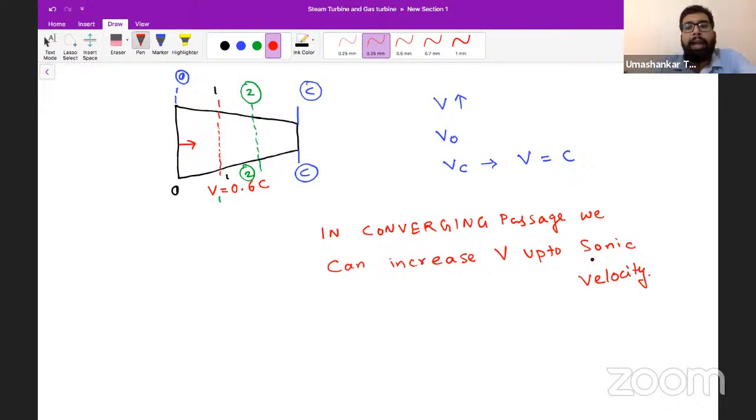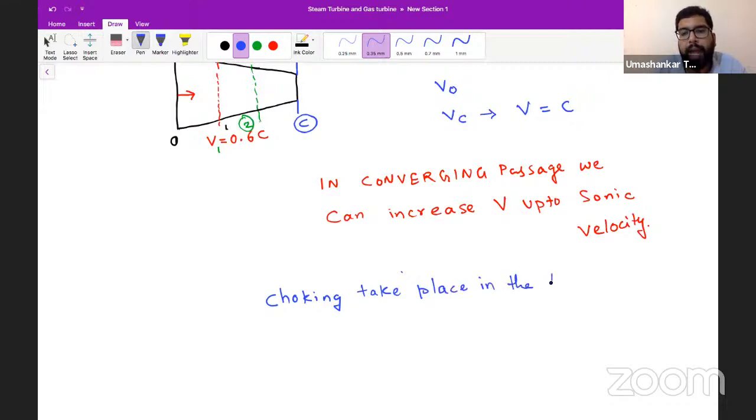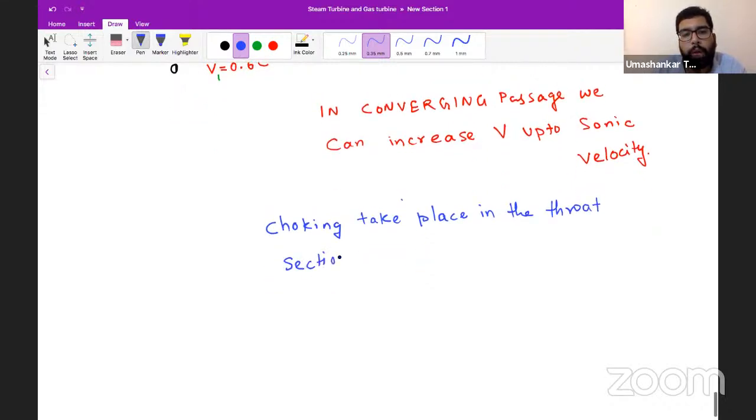And at the throat, at the choking point, we have observed, in other words, we can say choking takes place in the throat section of the nozzle, because in the throat section of the nozzle choking takes place.